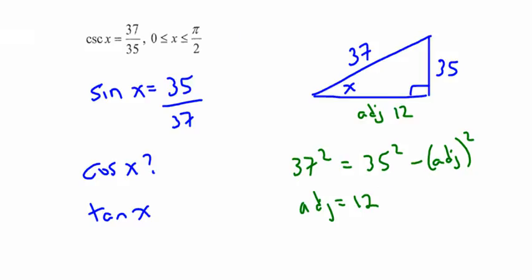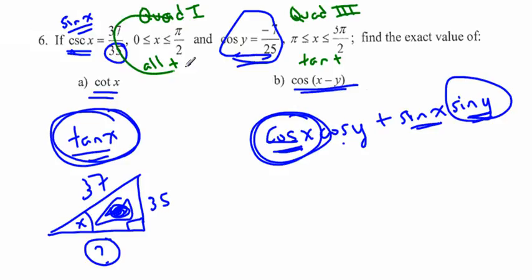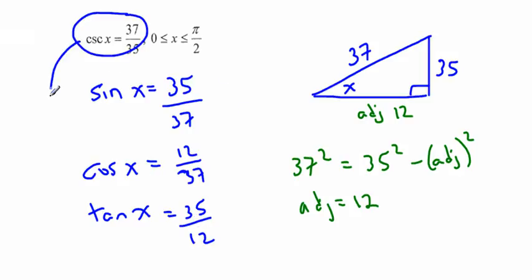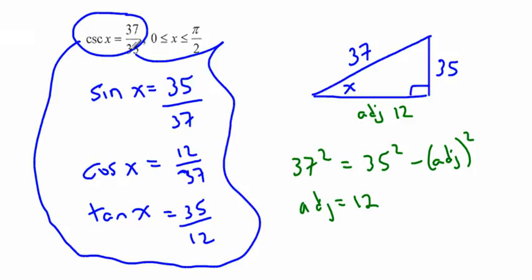And if you remember, angle X is in the first quadrant, so all of the trig ratios are going to be positive. So let's figure out what they would be. We already knew that sine X was 35 over 37, and now I know that cosine X is 12 over 37, and I know that tan X is opposite over adjacent, 35 over 12. And they're all positive because of the quadrant. So that's me breaking down this information into everything I might possibly need to know about angle X.